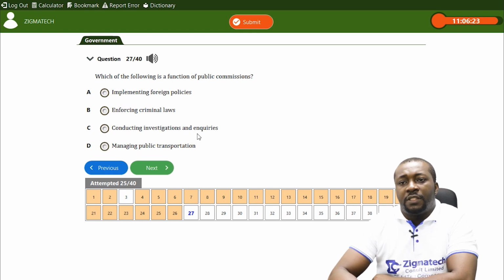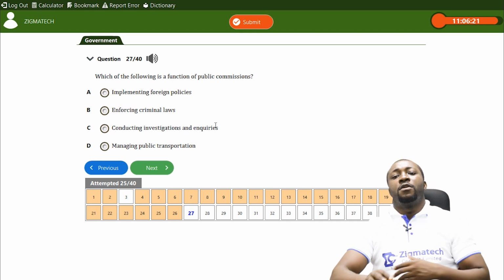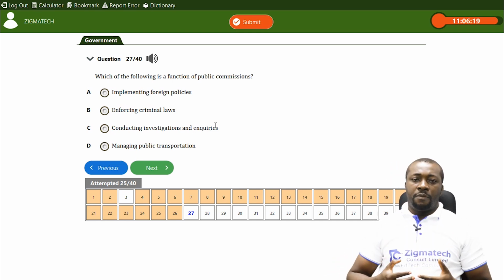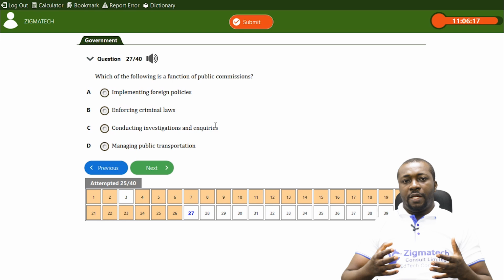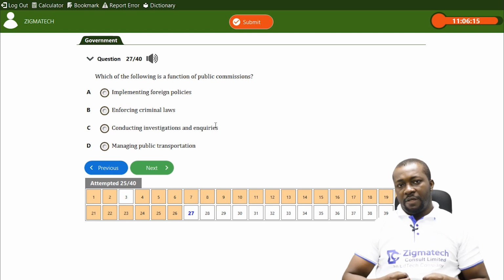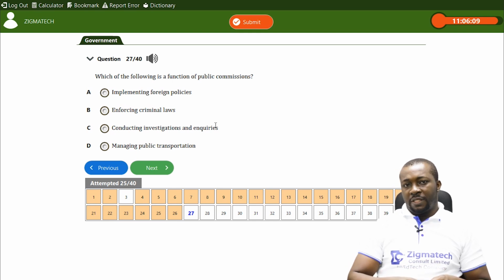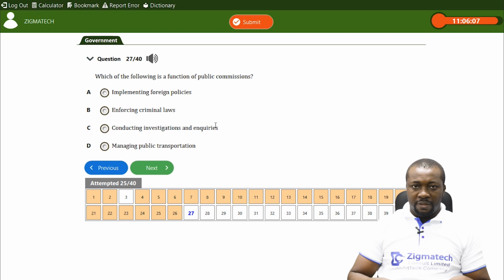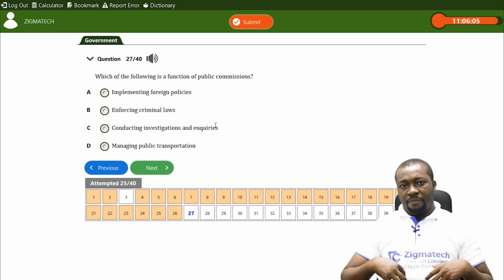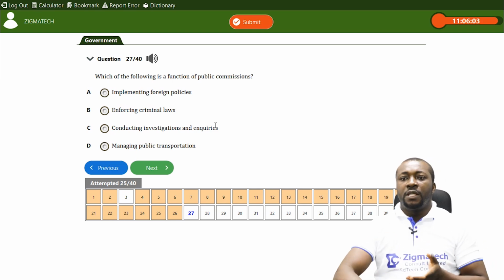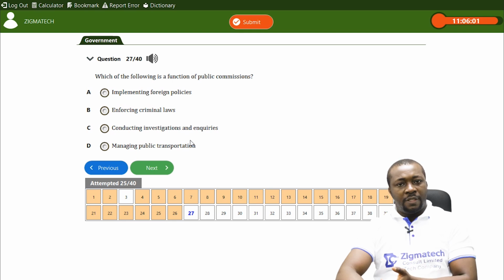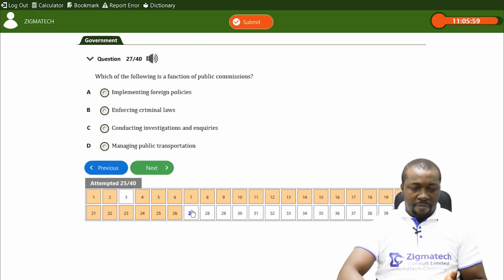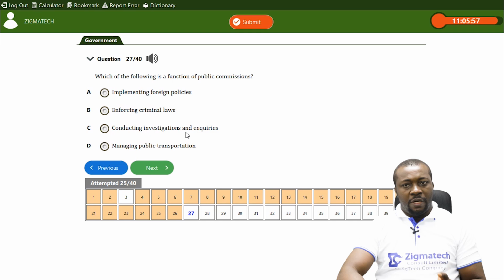C, conducting investigation and inquiries. Of course, a public complaint commission is a body that receives complaints from citizens about abuse of office and also abuse of rights by public officers, especially the public servants. So when they receive these complaints from the citizens, they conduct investigations and inquiries to ascertain what really happened. So it's part of what they do. So the answer is C.